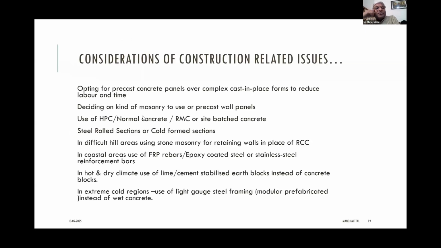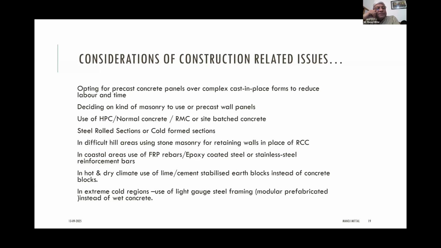So, for example, opting for precast concrete panels over complex cast in situ forms to reduce labor and time. This can be a consideration during the conceptual planning stage. Deciding on what kind of masonry to use, whether you want to use brick masonry, stone masonry, or AAC blocks, depending upon the availability and expertise available. There is no point in transporting a material from a long distance, which is going to be costly, unless that is non-negotiable. There might be a situation where, whatever the cost, we have to use that kind of material. If that is the situation, then things are different.